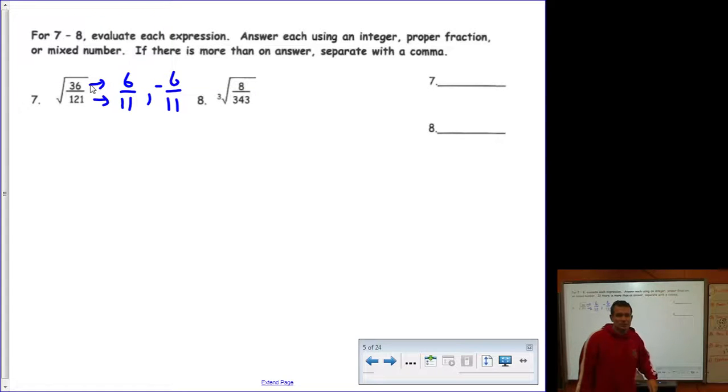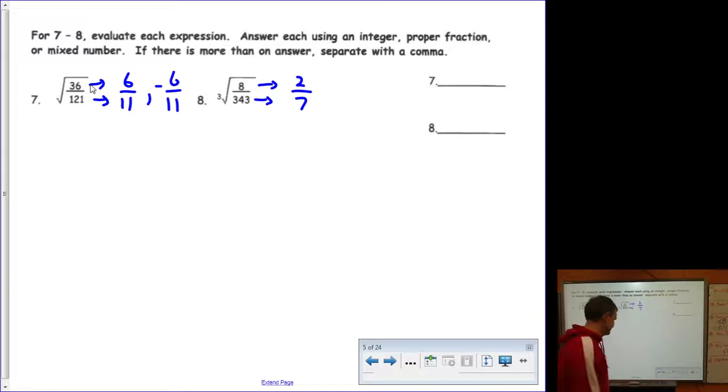And the same thing works with cube roots. You could just type in the cube root of the fraction on this calculator, if you know how to type that in. Or you could type in the cube root of 8 and the cube root of 343 separately, and you'd find out it's 2/7.